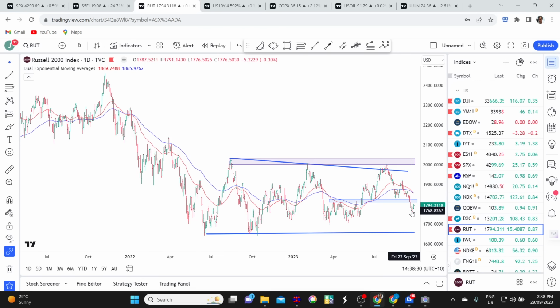Momentum's to the downside. Let's not fight that. Let's watch and exit stocks as need be and play a defensive game.